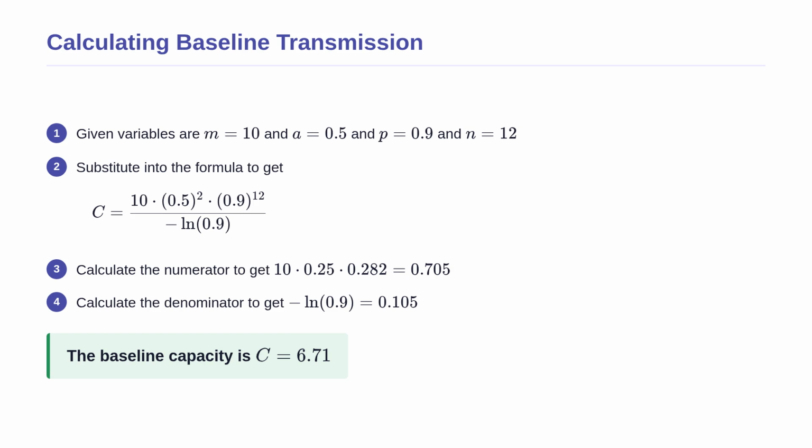We substitute these exact values into our formula. First, we square the biting rate, getting 0.25. Then we raise the survival rate to the power of 12, getting 0.282. Multiplying the numerator gives us 0.705. The denominator, representing lifespan, evaluates to 0.105. Dividing these gives our final answer. C equals 6.71. Physically, this means one infected person will cause nearly 7 new human infections every single day. This is a severe outbreak waiting to happen.